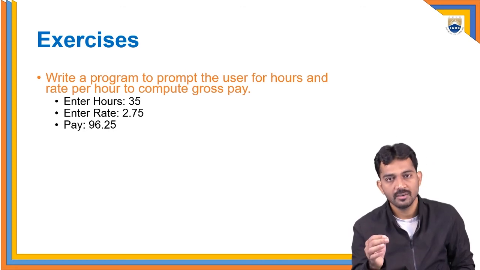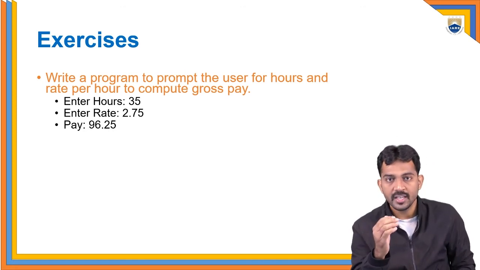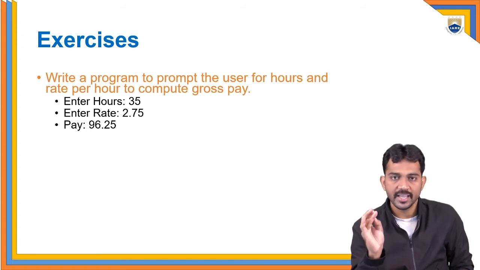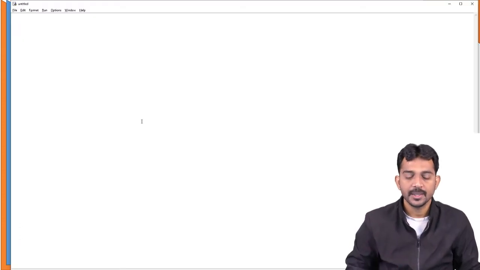How much rate for each hour? You should follow that order. If you do not follow the order, you may get the wrong output, meaning the data is mismatched. That is the reason. First you need to read the hours, followed by the rate. Exactly. Okay, let us see.